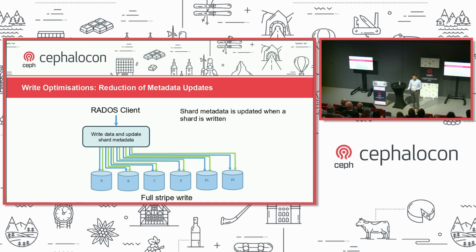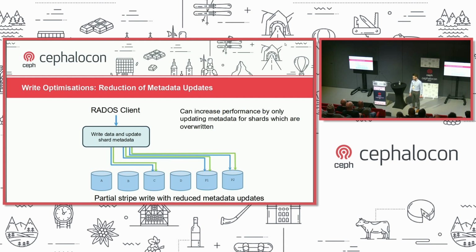But if you think about the partial write optimization, it's not so good because even though in this example we're only writing data to one of the data chunks and the two parity chunks, we need to update the metadata for every single chunk in the 4+2 stripe. So we've made things a bit better there. It's a bit of a simplification, but what we're doing now is reducing the metadata updates so that we don't have to write them to every single chunk, only the ones that are being updated.